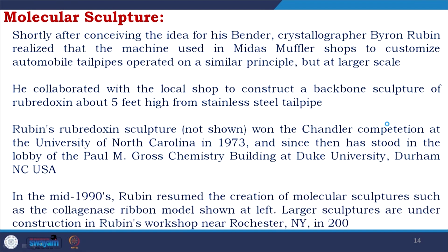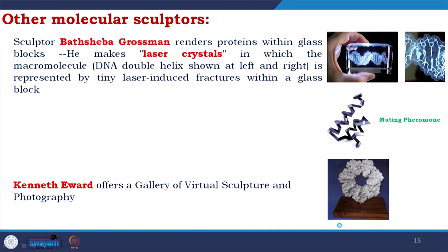In the mid 1990s, Rubin resumed the creation of molecular sculptures such as a collagenous ribbon model. Larger sculptures were under construction in Rubin's workshop near Rochester, New York in 2000. Other molecular sculptures are made by Bathsheba Grossman, who renders proteins within glass blocks. She makes laser crystals in which the macromolecule, the DNA double helix as you see here, is represented by tiny laser-induced fractures within a glass block. If you search Bathsheba Grossman, you will see a lot of such laser models.